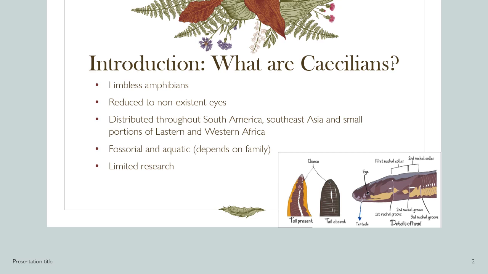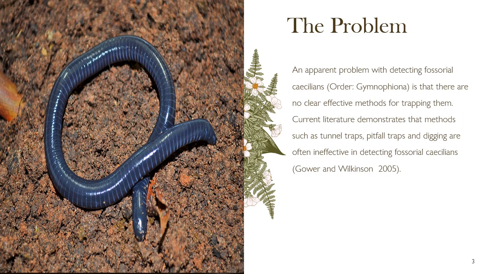They're mostly distributed throughout South America and Southeast Asia, and in some small parts of Eastern and Western Africa. Some of the species are aquatic, but today we'll only be focusing on the fossorial species. A big issue with caecilians is their lack of research, and today we will be addressing the problem, which is detecting these fossorial caecilians in areas where there are no clear, effective methods on how to approach the situation.